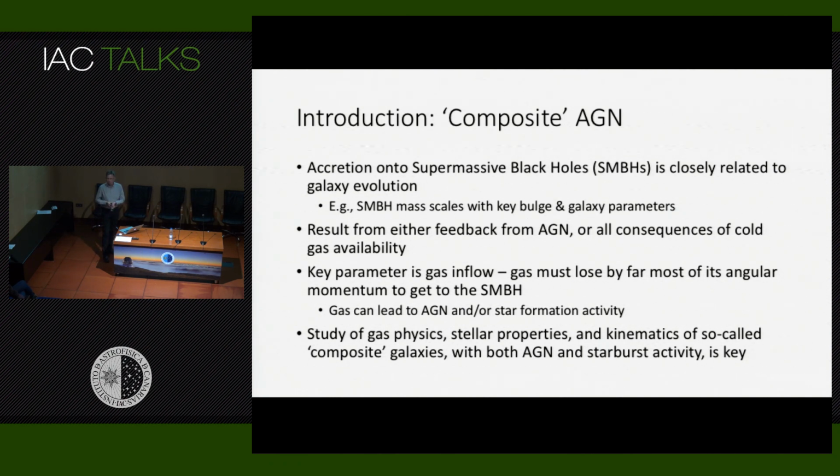Gas, if you do manage to get it all the way into the center, can of course lead to AGN activity if you drop it onto the black hole, and it can also cause star formation activity, and it can happen in the same galaxies, as we'll see. So key to this is the study of the gas physics, the stellar properties, and the kinematics of these what we call composite galaxies, which have both AGN and starburst activity. So that's what we're doing here. We chose one galaxy, NGC 7130, and we hope to do more. But these are interesting galaxies because they have both the AGN and the starburst, and it really allows you to look at the physics in a bit more detail.